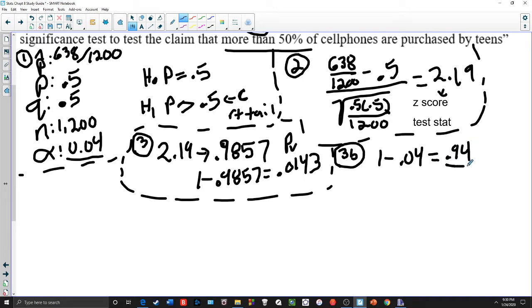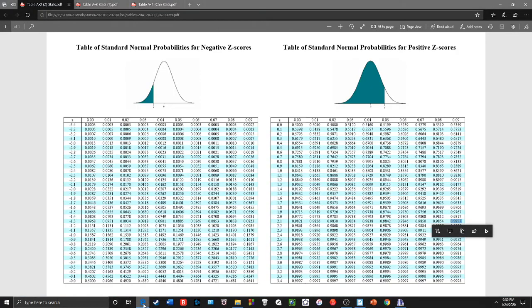So 0.94, let's remember that real quick. We're going to go to our table and try to find 0.94 in the middle here. We're going to try to get as close to 0.94 as we can. The closest I can see would be 0.945, 0.941, 0.9406, 0.9394.